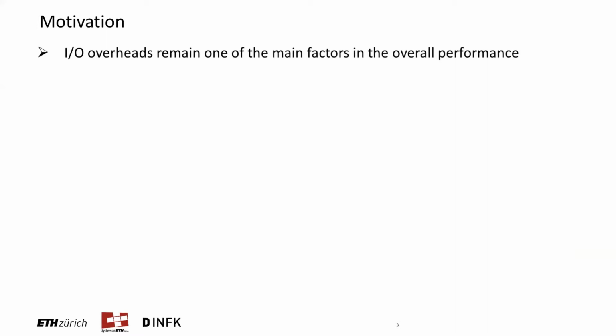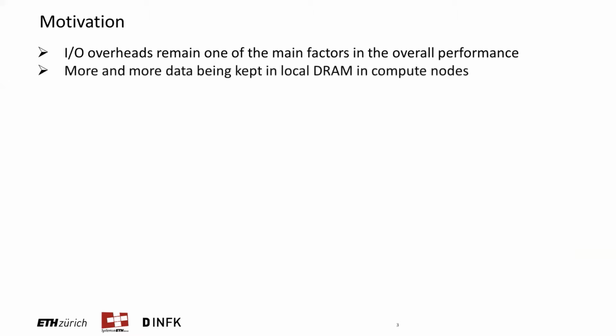So what motivated us to design Farview? Well, one of the main bottlenecks databases need to overcome is I/O overheads. And although we do have faster storage nowadays, with SSDs and NVMes, the I/O overheads still remain one of the major factors in the overall performance. Now, to minimize these overheads, databases tend to keep more and more data in local fast DRAM memory in compute nodes. This approach, however, does have its downsides.